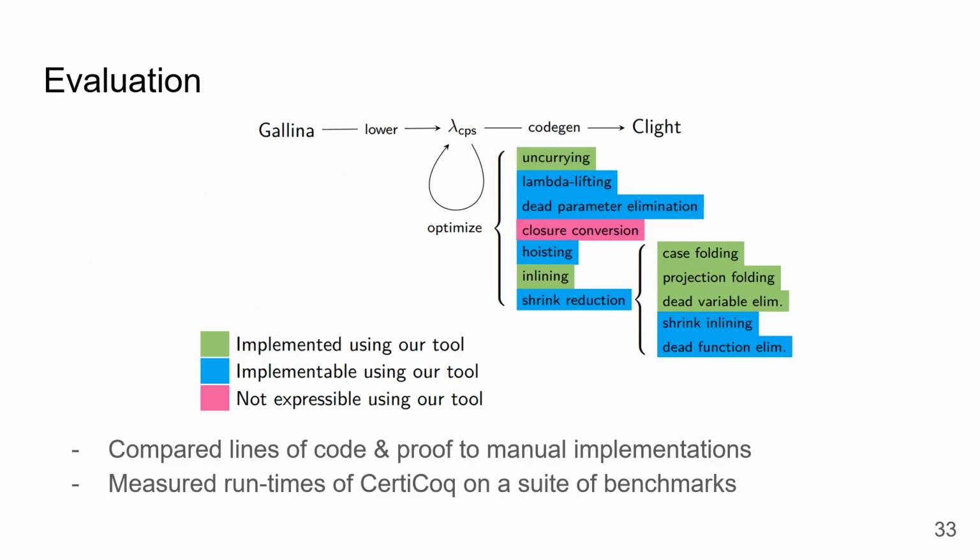To evaluate our tool, we compared the number of lines of code and proof it took to implement the transformations highlighted in green using our tool compared to doing it all by hand. Then, we measured the runtimes of some of these generated implementations on a suite of benchmarks, and once again compared to handwritten counterparts.